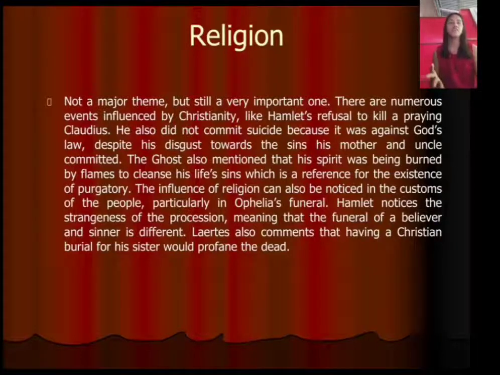And the influence of religion can also be noticed in the customs of the people, particularly in Ophelia's funeral. Hamlet notices the strangeness of the procession, meaning that the funeral of a believer and a sinner is different. Laertes also comments that having a Christian burial for his sister would profane the dead.